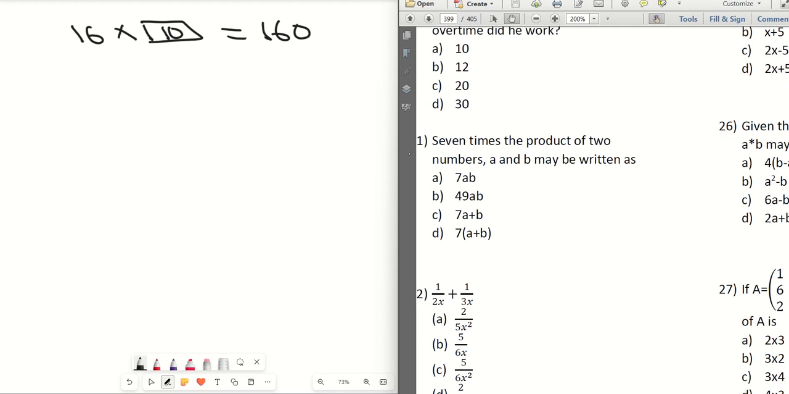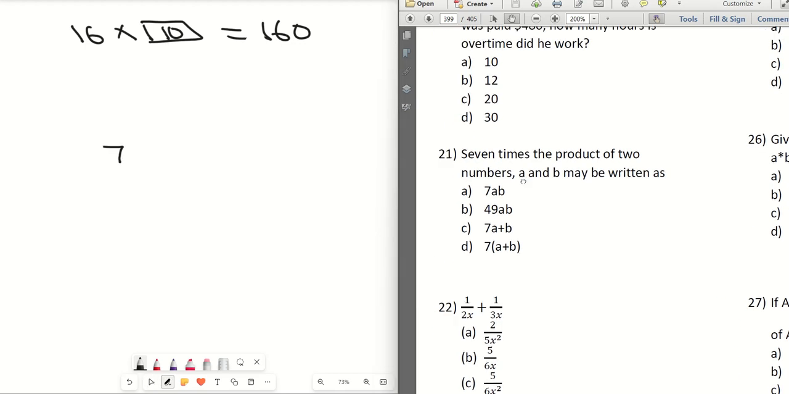Right, let's write this down. Number 21, 7 times the product of two numbers A and B. So 7 times the product means to multiply 7 by A multiplied by B. Can be written as 7AB. So the answer is A. Right, for number 21, the answer is A.